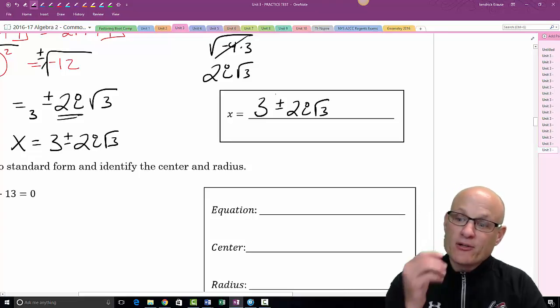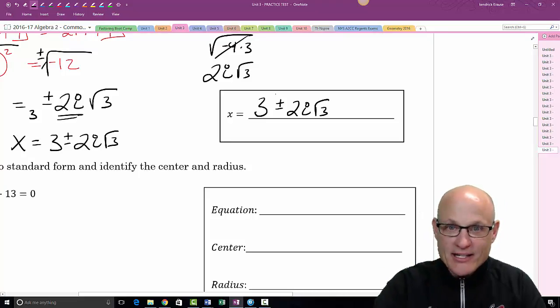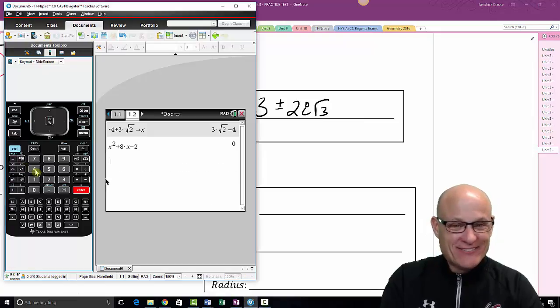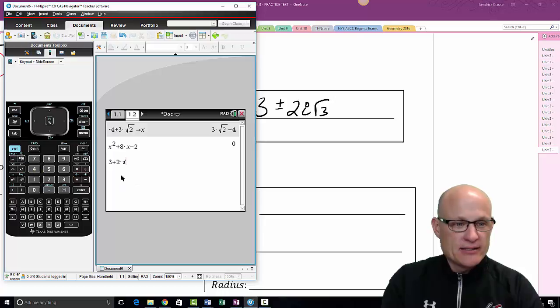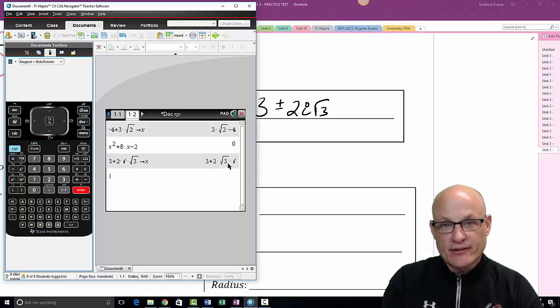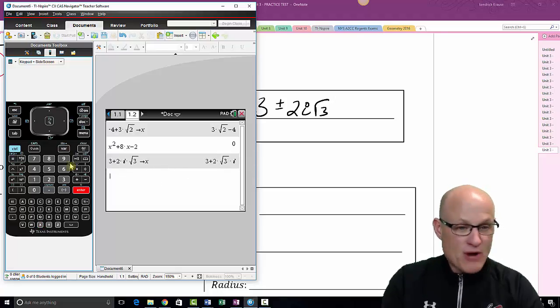Gosh, I wish I could find a way to check my answer. I can check my answer on my calculator. Oh my God, that's crazy! So 3 plus... Now, you got to be careful with this. It's 2 times... Got to get your i times... Always be cautious, the square root of 3. And we're going to take that and store it into x. And it's going to give you some weird looking thing. There it is.